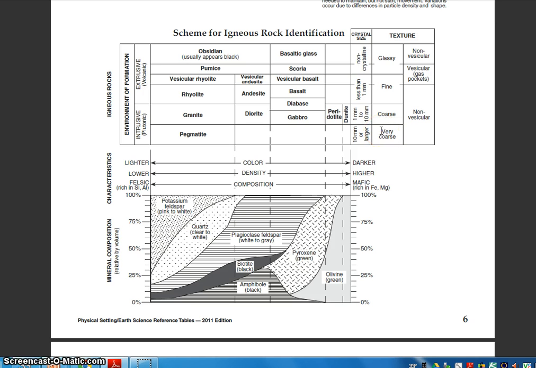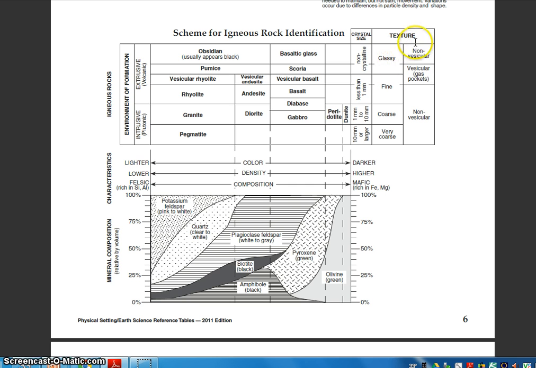Also, notice texture. The rocks on the bottom, such as pegmatite, are extremely coarse because they contain crystals that are very large. As we move up to coarse, the crystals become a little bit smaller, and then as we move up even further, the crystals become even smaller yet, less than 1 millimeter, and finally, up at the very top, there are no crystals at all, and these rocks have what are called a glassy texture.